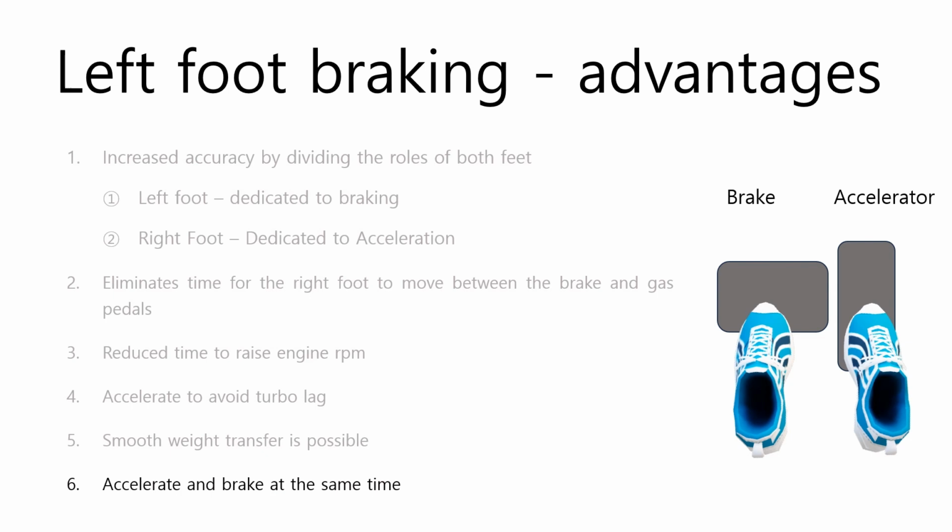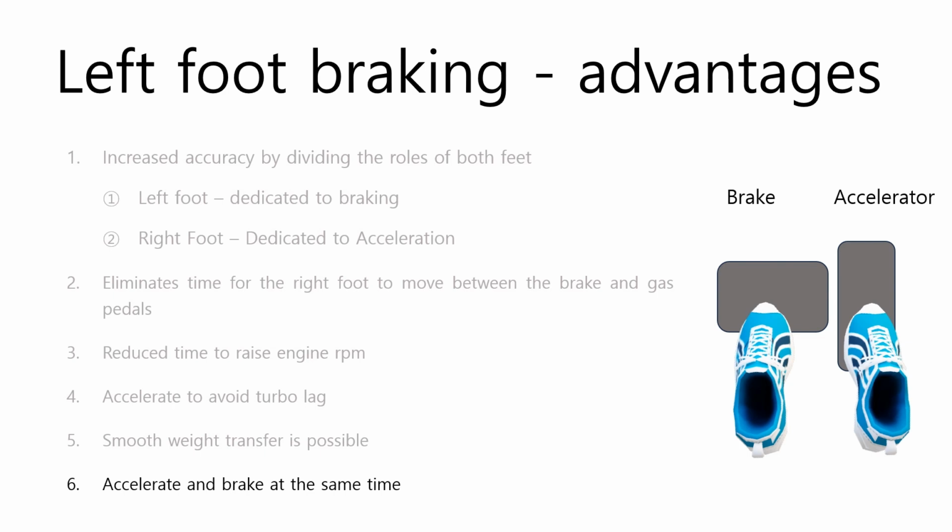The last advantage is that you can accelerate and brake at the same time. Accelerating and braking at the same time may seem useless at first glance, but it is a very useful skill in high-performance driving. For example, when accelerating and braking at the same time in a front-wheel drive vehicle, the rear wheels can be locked and slide because only the braking force is applied, while the front wheels act simultaneously with the braking force and the acceleration force, so the forces of each other are balanced to create a free-rolling state. In this way, the friction circle of the front wheels increases, consequently, the degree of freedom of driving increases.